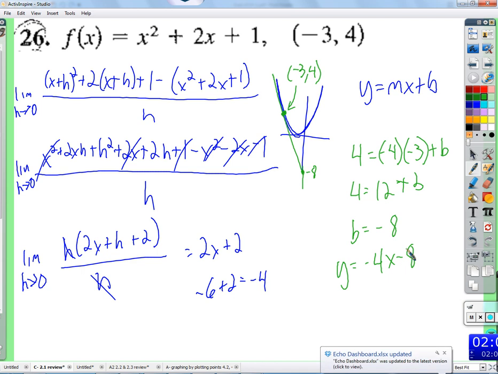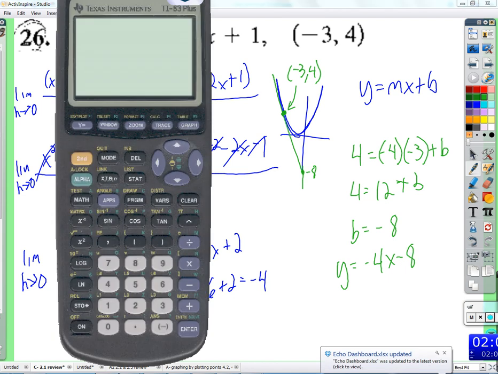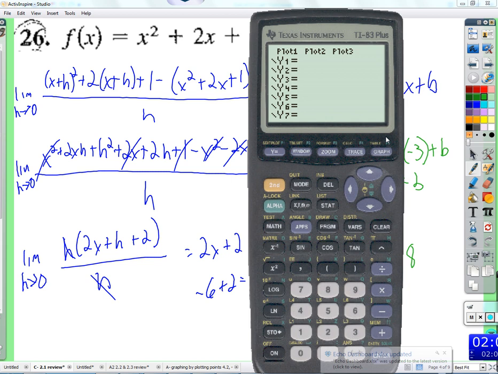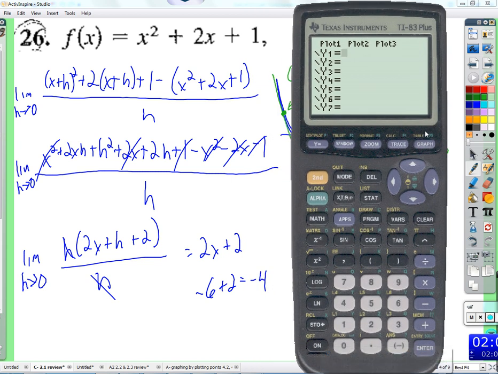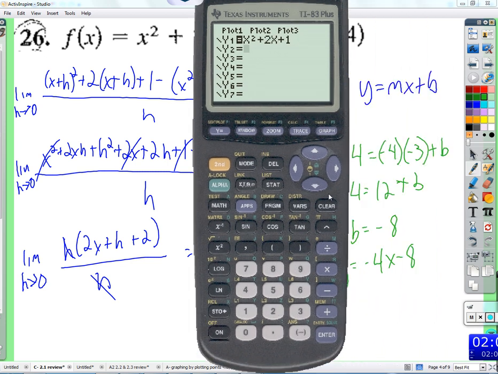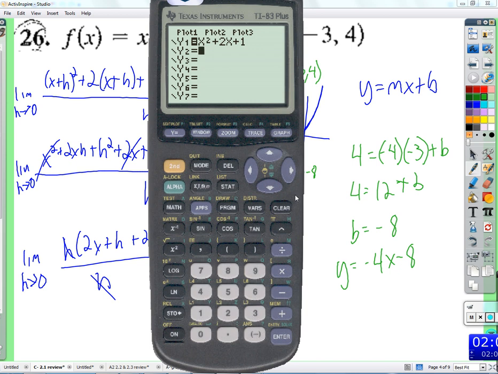Use a graph utility to graph both of these things. First, we're going to graph the original function, x squared plus 2x plus 1. And then we're also going to graph y equals negative 4x minus 8.